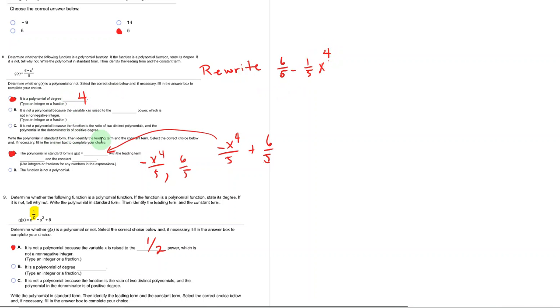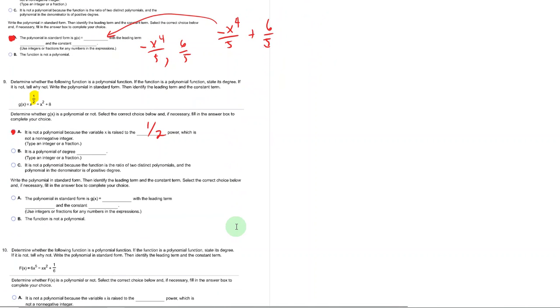Says write it in standard form and identify the leading constant term. So if we put this back with x to the fourth over 5, and we put it in order that way, this is what would go in the first box. And the leading term is this, and the constant is this, okay? So there we go. So the leading term is the negative x to the fourth over 5. The constant is 6 over 5. The whole thing right here goes in that box.